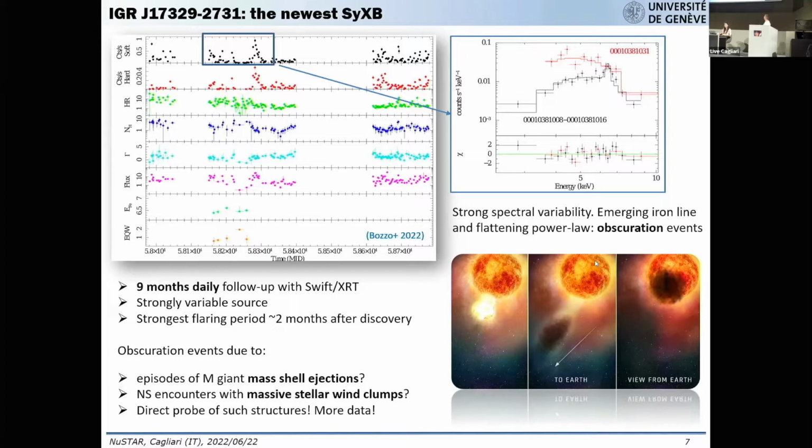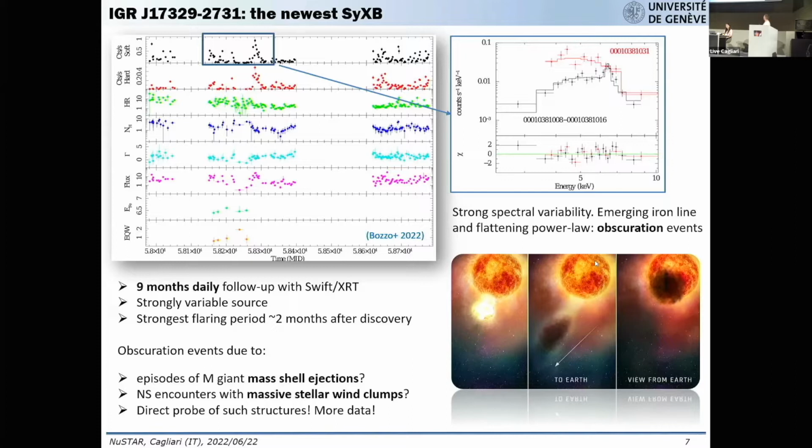Each point is an XRT observation with Swift, and it's taken every day. So every point is separated from the previous and the next one more or less by 1 day. What you see from this plot is that, first of all, the source never turned off.